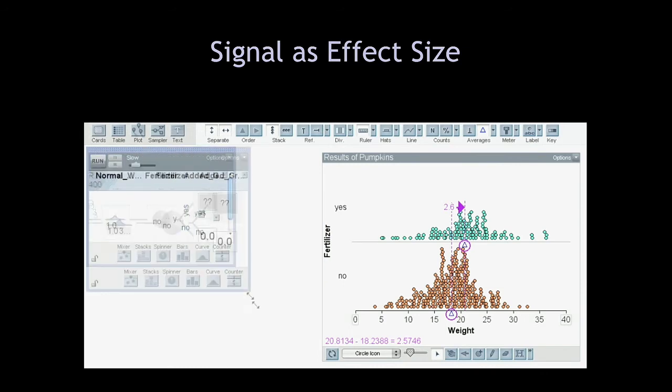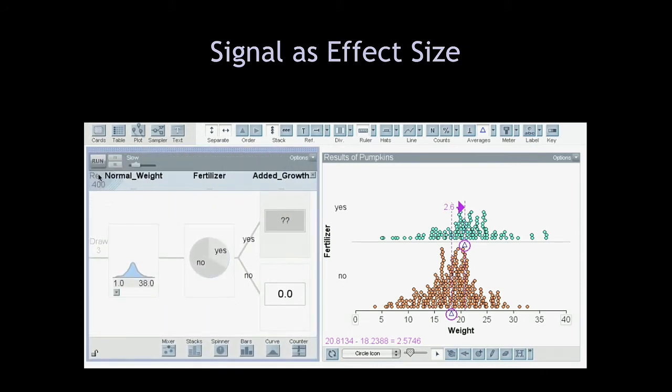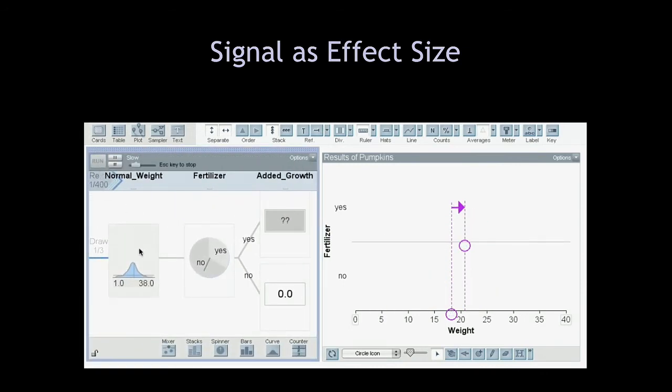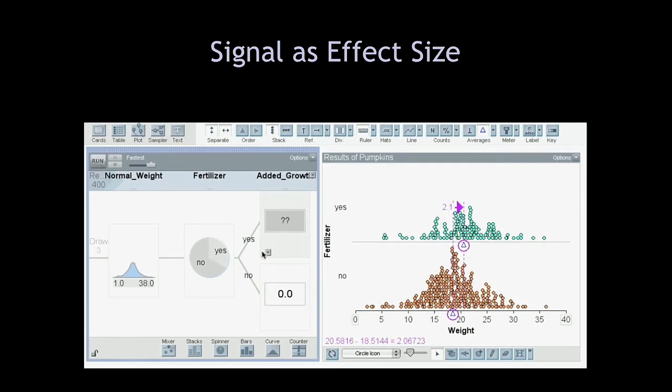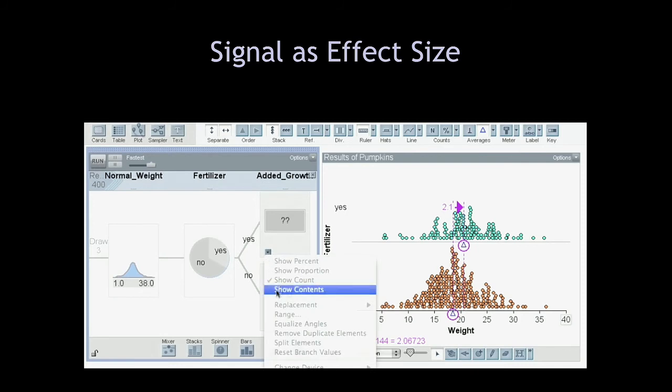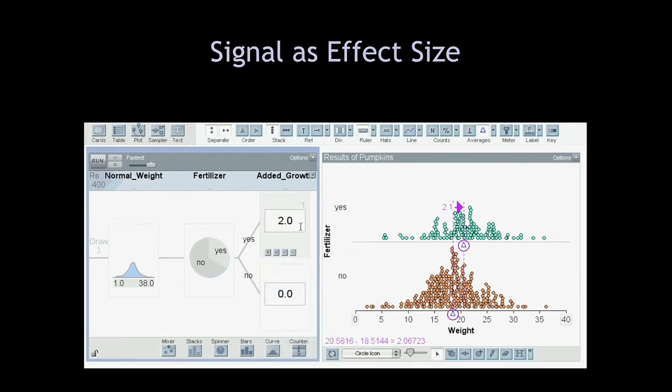But then we reveal that these are virtual pumpkins grown in this sampler. So a pumpkin first gets a weight from this reference distribution and then is fertilized or not, and then gets some unknown additional weight. And the question is, what's in that fertilized box? After repeated sampling, students make a guess, after which we can reveal the hidden value. Here, a signal is an additive shift of one distribution relative to another.